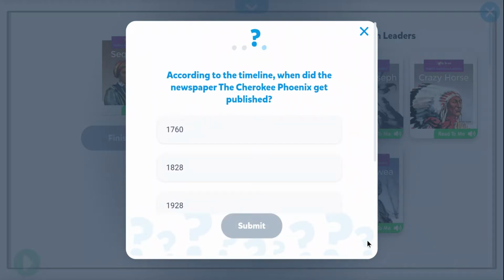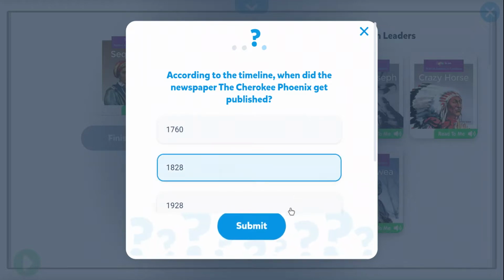According to the timeline, when did the newspaper The Cherokee Phoenix get published? Sometimes it's hard to remember dates, but I remember that the 1760s is when he was born, so he could not have written the paper yet. 1928 is after he died, so he wouldn't write the paper then. So I'm going to choose 1828, which was in the middle of his lifetime.